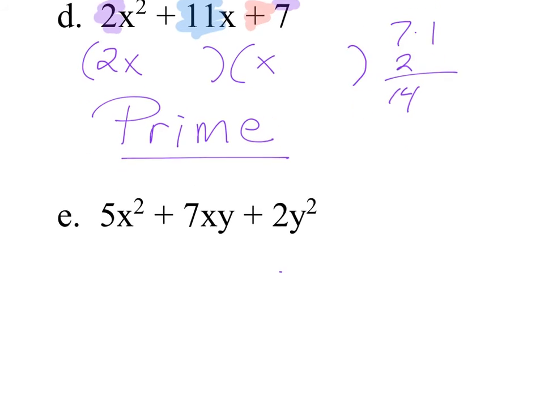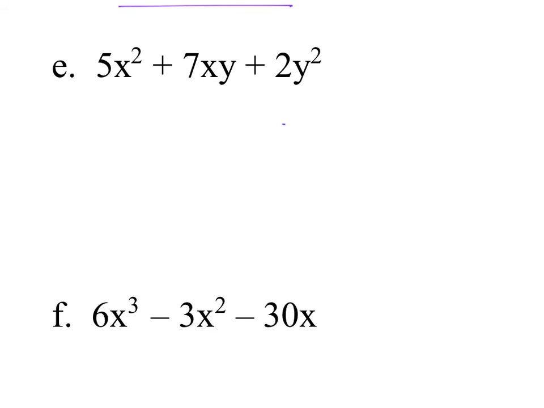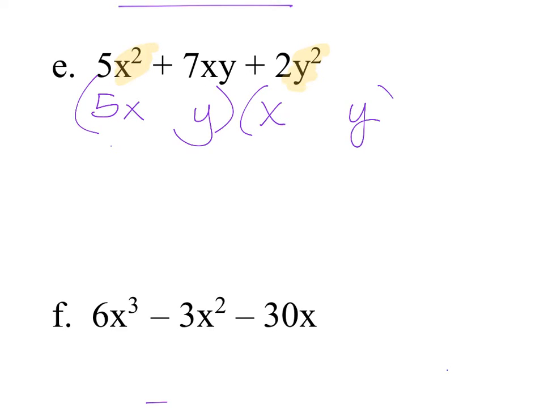All right, moving on. Nope, can't factor anything out. Notice, though, I have an x squared and a y squared. So that means I have to have x and y in each binomial, each factor. So I'm going to have 5x and y, and I'm going to have x and y.